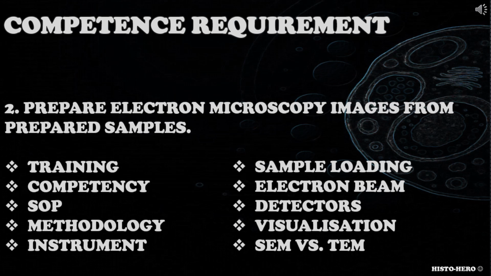The second competence requirement is prepare electron microscopy images from prepared samples. Candidate should be able to prepare EM images. Does the candidate create electron microscope images correctly? Do they follow the correct steps? Do they troubleshoot problems with image preparation?